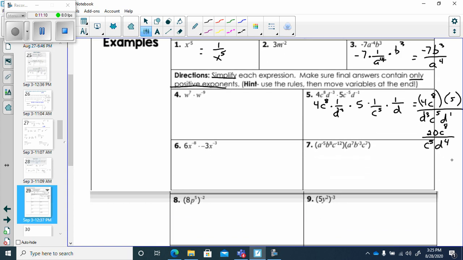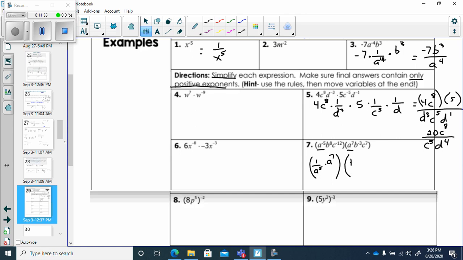Let's look at number 7 here. Let's go ahead and combine our like terms. We've got a to the 5th power and a to the negative 5th power and a to the 7th power. So that would be 1 over a to the 5th power times a to the 7th power. Okay, that's my a's. Let's do our b's.